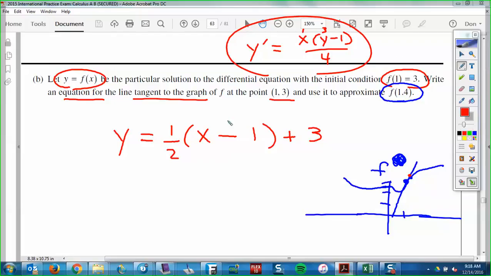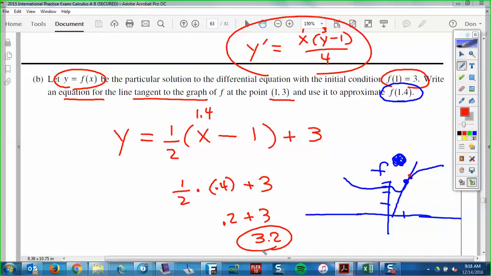So we can put in 1.4, and this would be a no calculator problem, right? But it's easy. 1.4 minus 1 is 0.4. Half times 0.4 is 0.2, so 3.2. That would be the answer to that problem. But you could get some partial credit just for finding the tangent line, if you didn't know what to do with the 1.4.